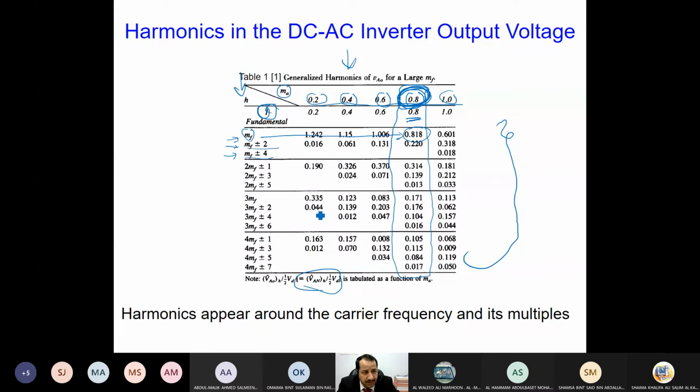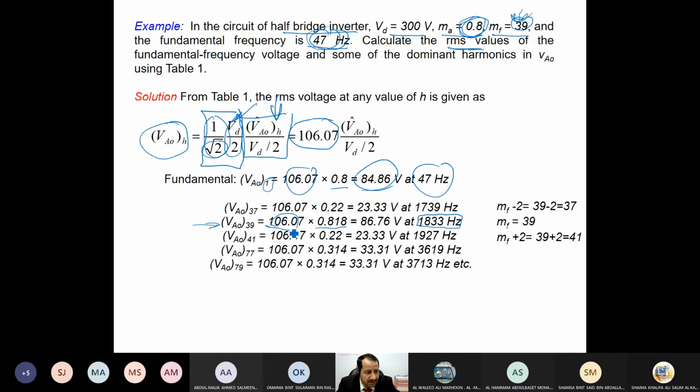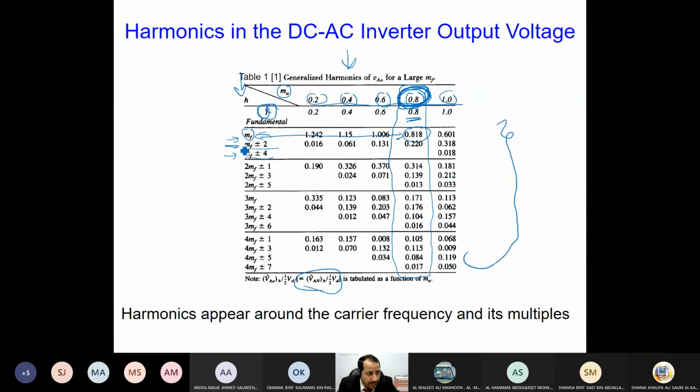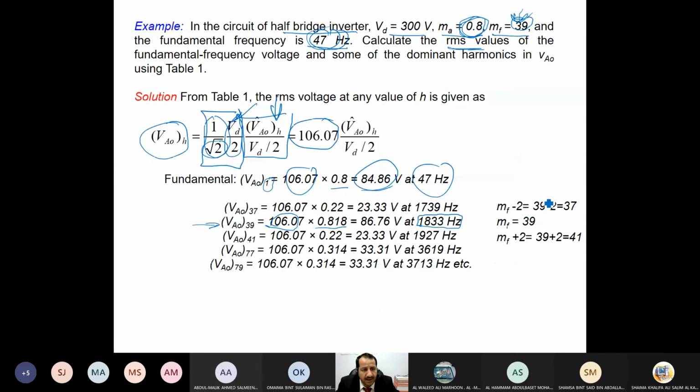This is the table. 0.818 is equivalent to the frequency modulation MF, which is 39, as you can see here. What if I want to find the MF plus minus 2? I will say, okay, how much MF? MF is 39. Minus 2, it will be 37. Plus 2, it will be 41. So I will find at 37 and at 41. 37 times 47, the fundamental frequency is the frequency here. And 41 times 47 is the frequency here.